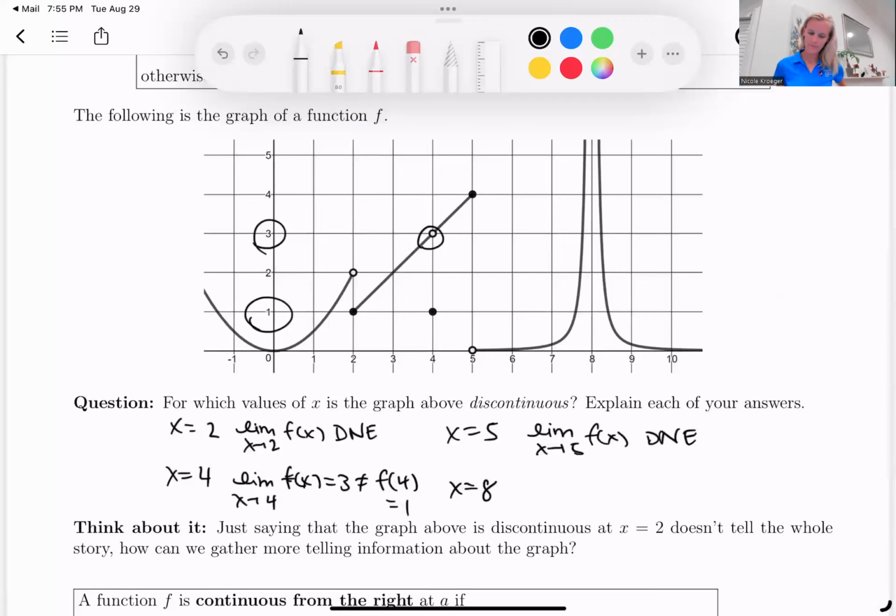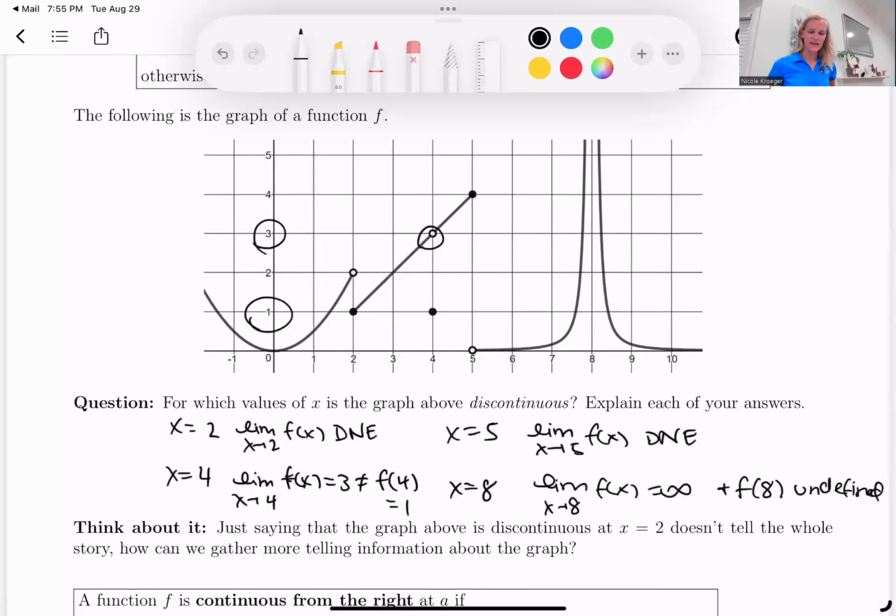So that's the problem. And at 8, the limit as x approaches 8 of our function is infinity, and f of 8 is undefined. If our function is undefined at a point, then it can't be equal to the value of the limit. Okay.